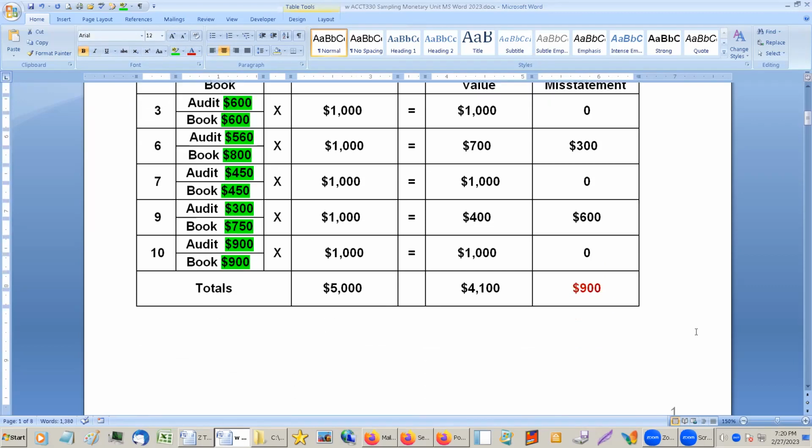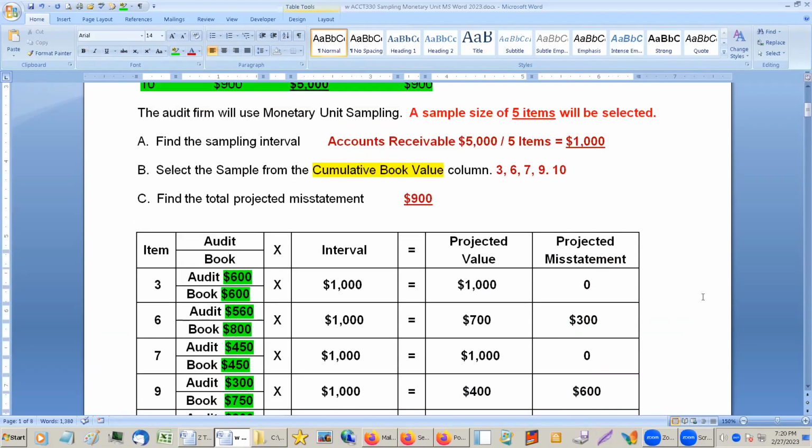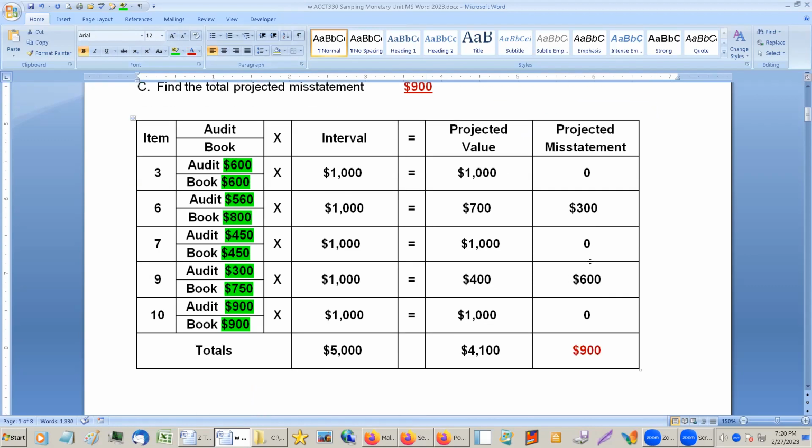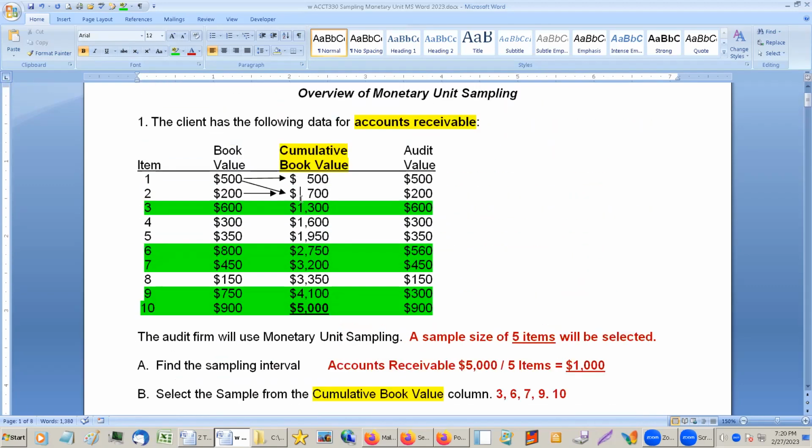So this is basically how we do this monetary unit sampling method. Now, there are some things about this that are not very obvious, but are a big help to it. One of the really ingenious things about this method is how it actually picks the sample for us.